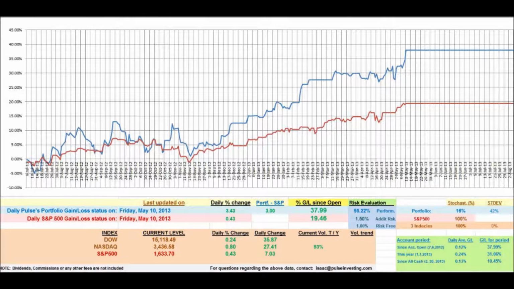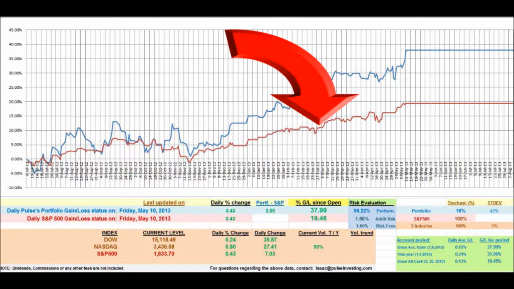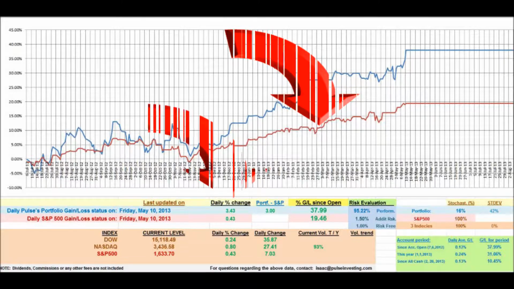This chart represents our returns to date, the blue line being Pulse Investing's performance, and the red line indicates the performance of the S&P 500. Our goal is to always be above them, but also as far above them as we can get. I want to explain some important indicators at the bottom of this chart.